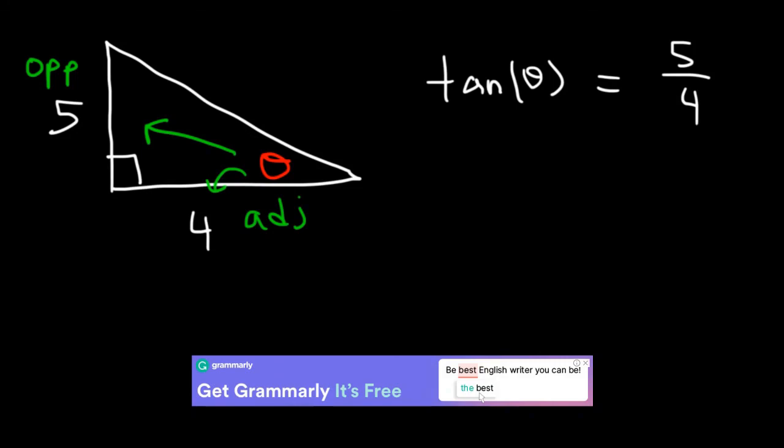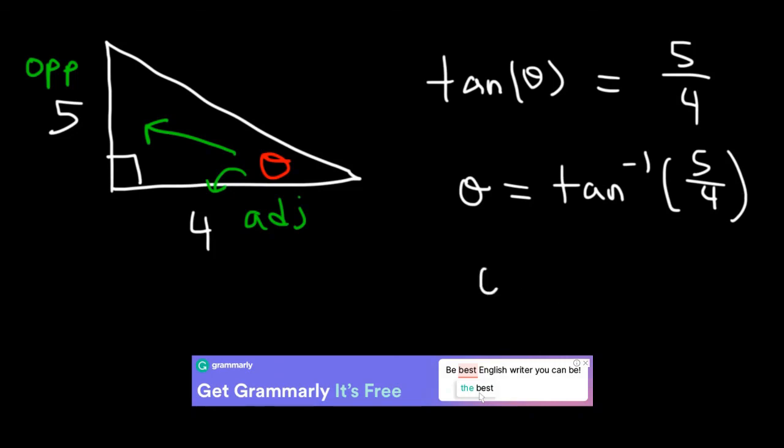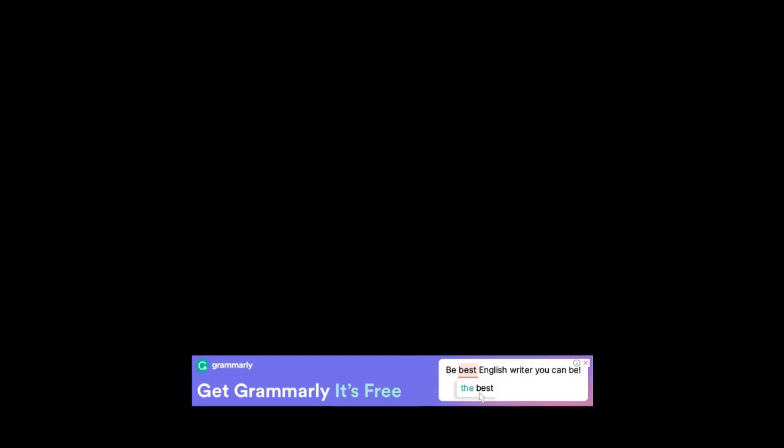So how can we find the value of the angle theta? If tangent theta is 5 over 4, then theta is going to be the inverse tangent or arctangent of 5 over 4. And you simply have to type this in your calculator. So type in arctan 5 over 4. And you should get an angle of 51.34 degrees. So that's how you could find the missing angle. Let's try another example.